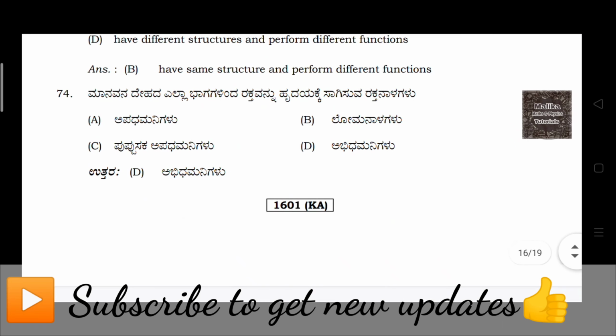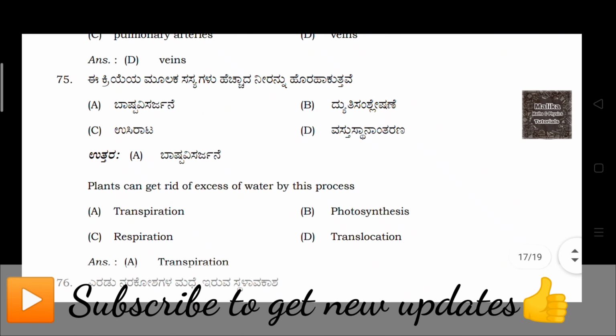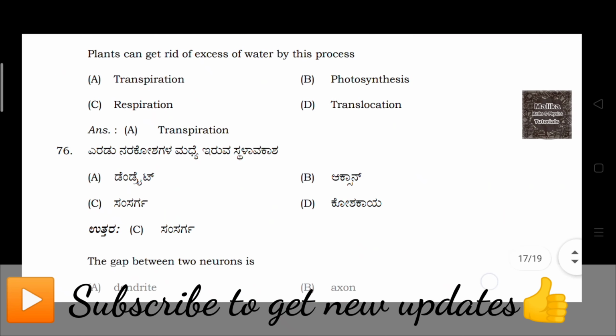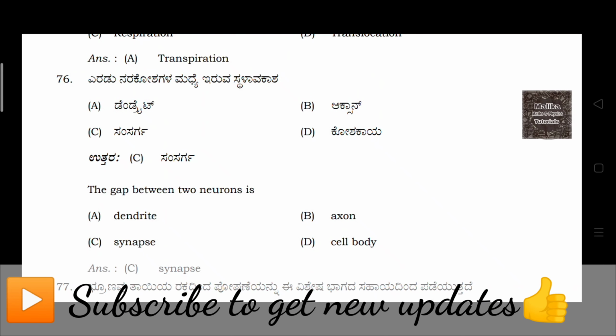Question number 74. The blood vessels that carry blood from all parts of the human body to the heart are veins. Question number 75. Plants can get rid of excess water by this process. The process is transpiration. Question number 76. The gap between two neurons is the synapse.